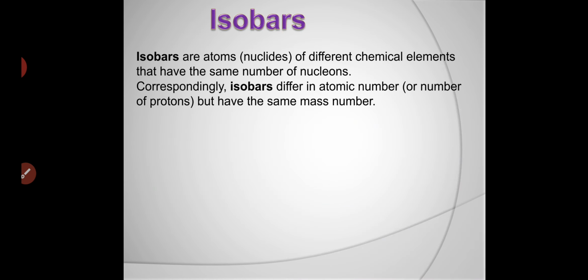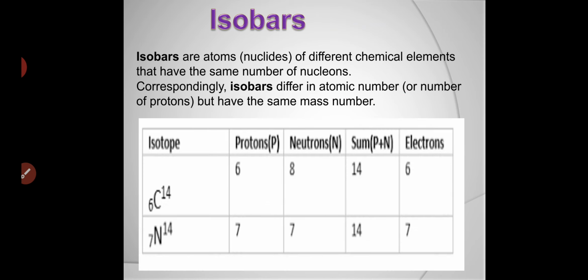Now next is isobars. Isobars are the atoms of different chemical elements that have the same number of nucleons. They contain the same number of nucleons. Correspondingly, isobars differ in atomic number, but they have the same mass number. Suppose you take carbon and nitrogen. If you see the periodic table, the atomic number of carbon is 6 and nitrogen is 7, but their mass number is the same. So they are called isobars.